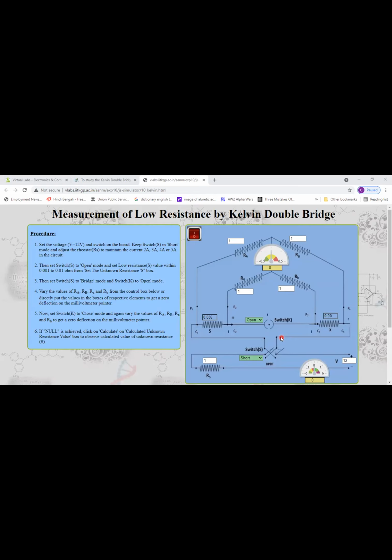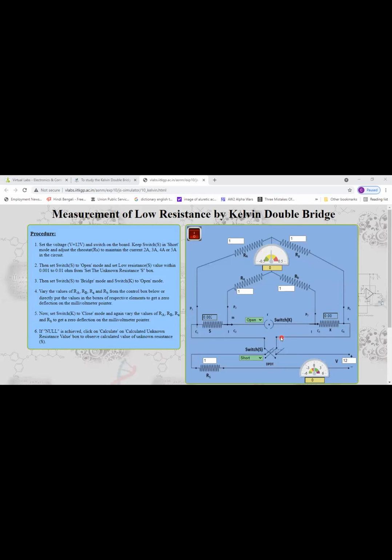Nowadays, whenever we are working with resistance, the value is as high as 10 ohm minimum. We don't use any electronic circuit under 1 ohm.